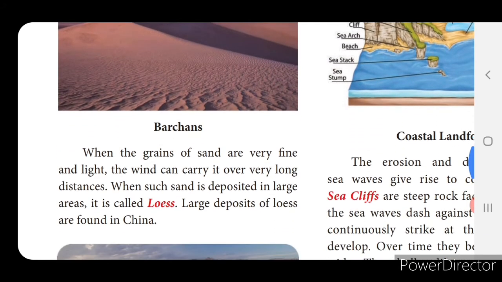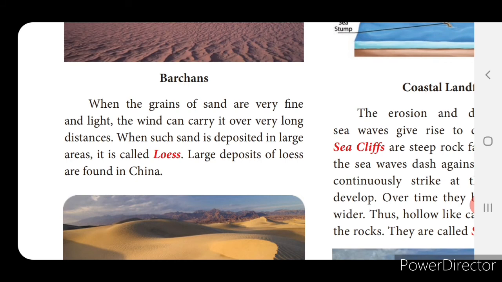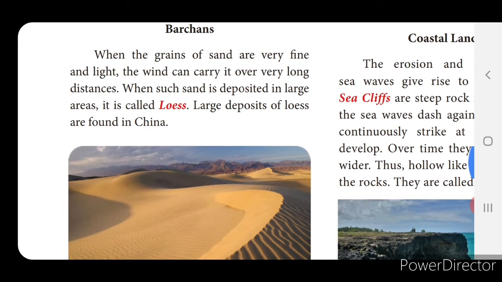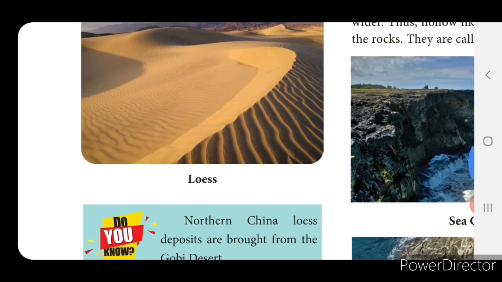When the grains of sand are fine and light, like the sand at Marina Beach, which is almost weightless, the wind can carry it over very long distances. When such sand is deposited over large areas, we call that loess. Large deposits of loess are found in China. The loess structure is also given here.